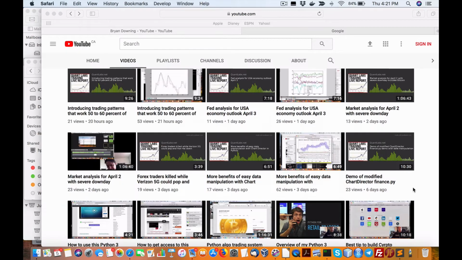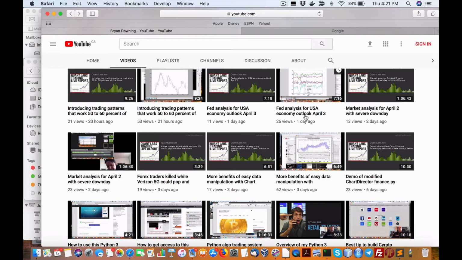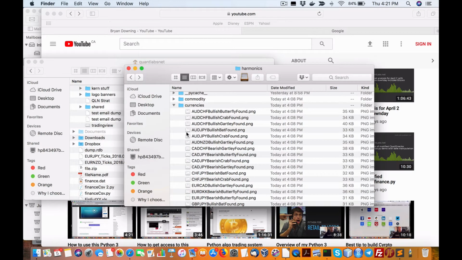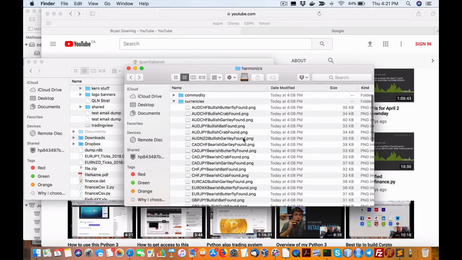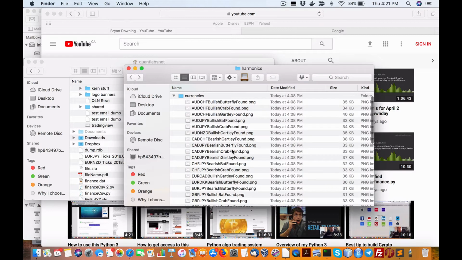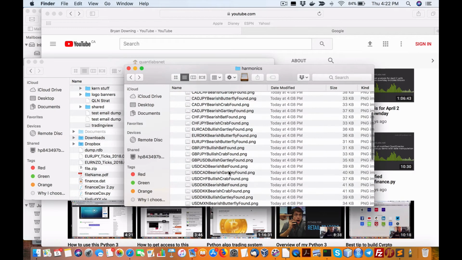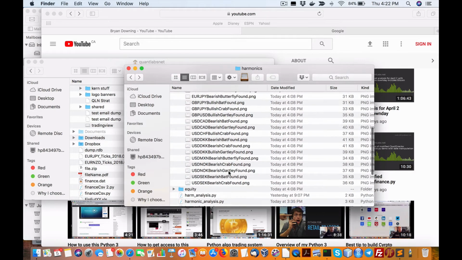But I've also put up, just in case you were wondering, my Fed analysis for the USA a few days ago on April 3rd. What you'll find in there, everything looked pretty good, pretty solid, except for the PMIs. So that's a big factor, but everything else looked pretty good. So continuing along into the currencies, you can see here a lot of signals are generated.